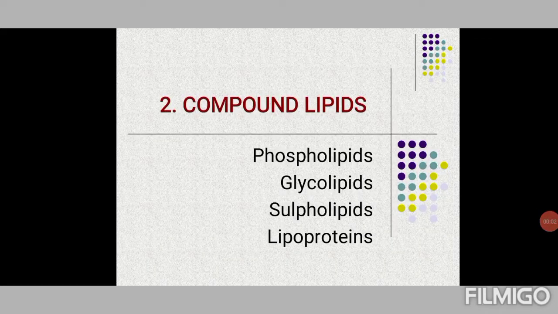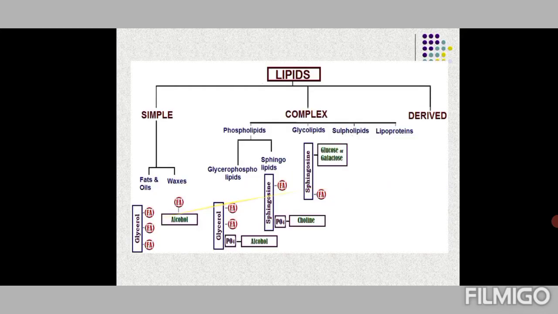Now we move on to compound lipids, the second category of lipids, under which phospholipids, glycolipids, sulfolipids, and lipoproteins are included. Out of these, lipoproteins will be dealt with in a separate session. First of all, we can see the phospholipids. Before that, we have completed simple lipids, and we have started complex lipids. These are phospholipids: the glycerophospholipids and sphingomyelin.